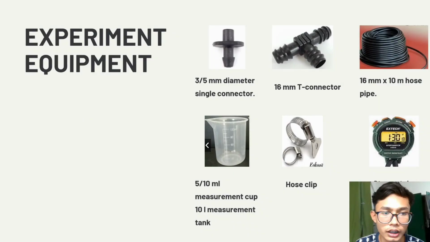Next, I will show you the equipment that we use in this assignment. First, 3/5mm diameter single connector. Next, 16mm T connector. Next, 16mm times 10m hose pipe. Next, 5 or 10 milliliter measurement cup, 10 liter measurement tank. Next, hose clip. Lastly, stopwatch.